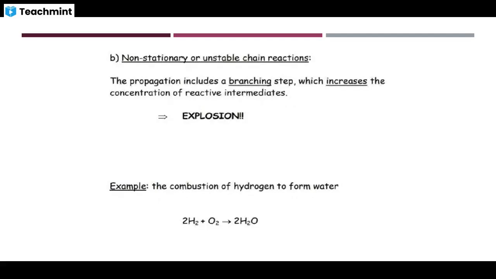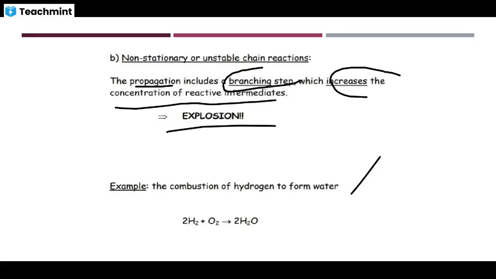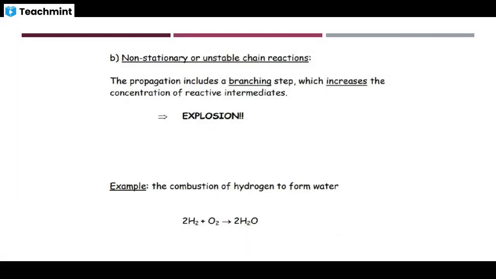When the propagation step includes a branching step, it increases the concentration of the reacting intermediate, and then the explosion happens. For example, the combustion of hydrogen to form water: 2H2 plus O2 forms 2H2O.